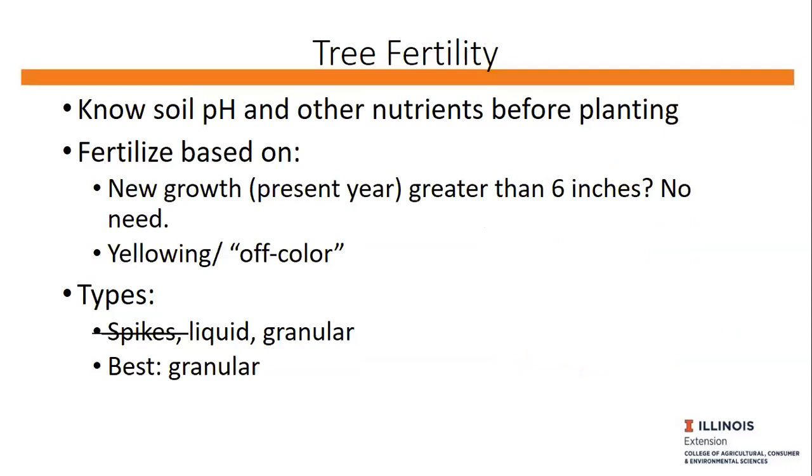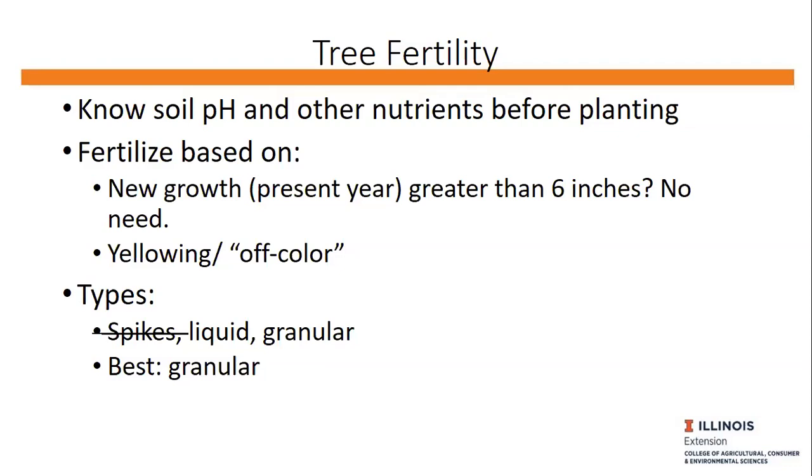If you have an established orchard in the backyard, if you have other trees and other shrubs and perennials that you're growing, you don't need a yearly fertility plan unless you're seeing less than 6 inches of growth. If it's new growth in the present year, and this is a calendar year, and it's greater than 6 inches, there's no need for it.